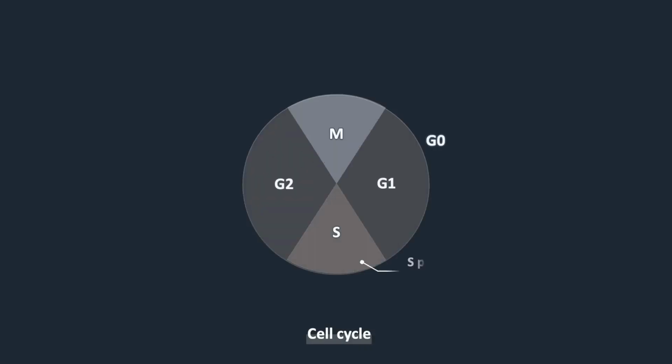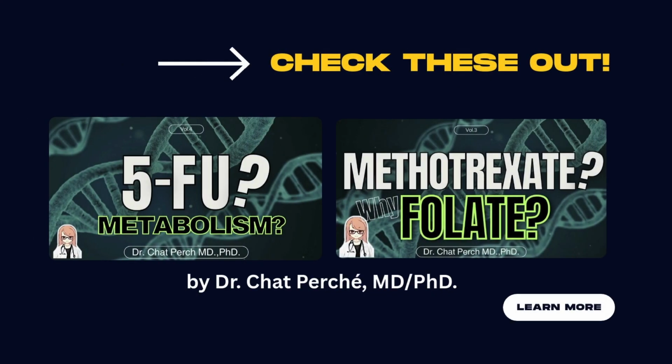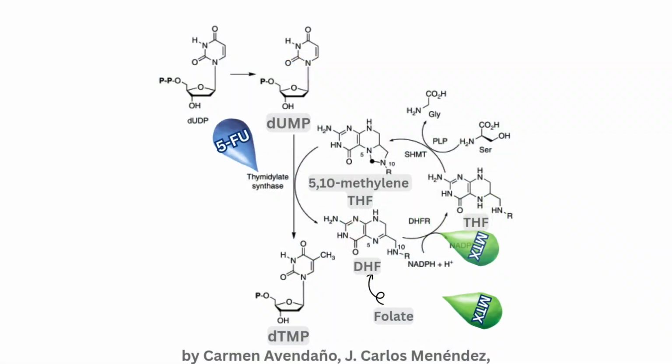You can see more details in my other video. Today we talked about how folate carries methylene groups for DNA synthesis, and how the anti-cancer drugs 5-Fluorouracil and methotrexate block this process.